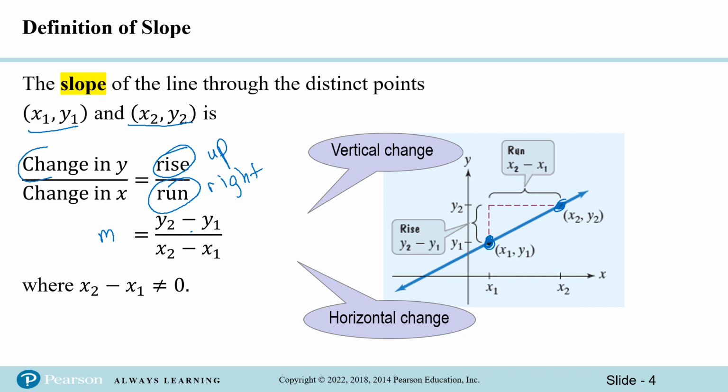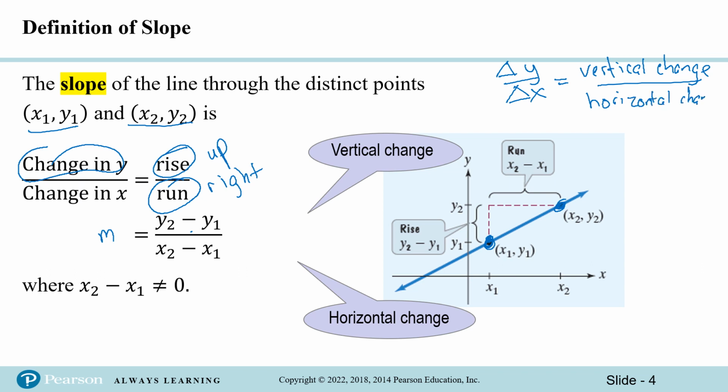Another way that they talk about it is what's called the change in y over the change in x. Sometimes they write it as delta y over delta x. So you might see it different ways, but basically we're looking for how far it goes up compared with how far it goes to the right. Vertical change over horizontal change, you might see that. It's all saying the same thing, all different ways of saying the same thing.